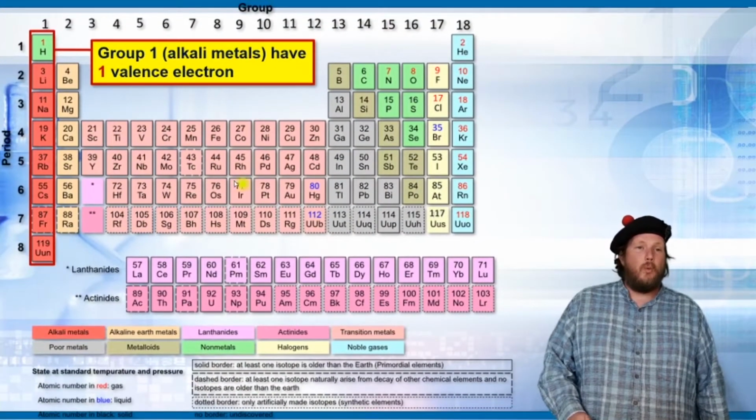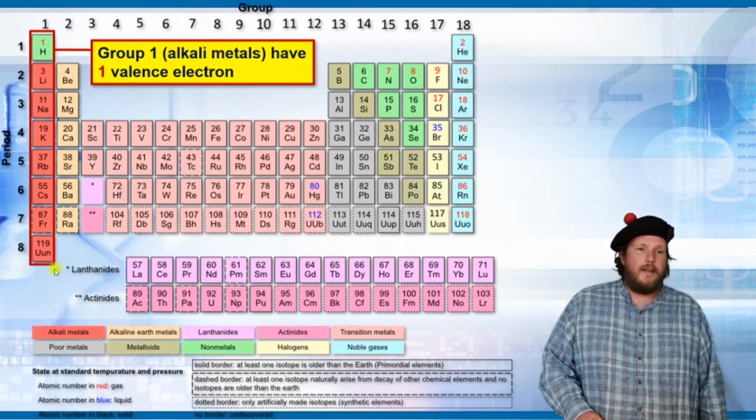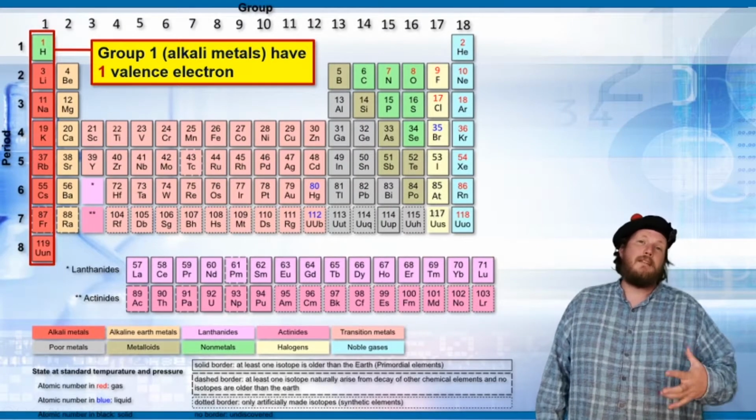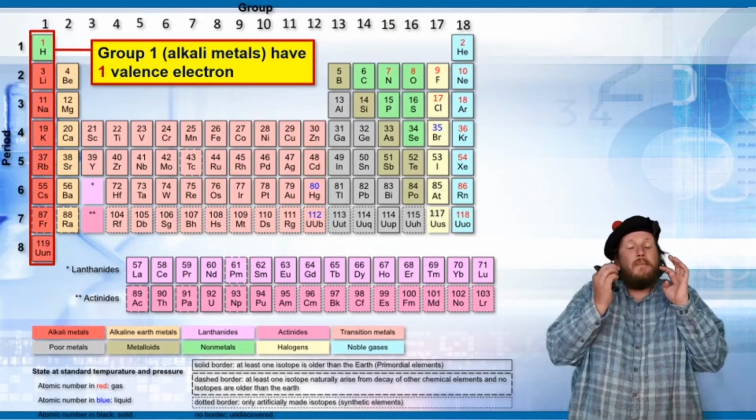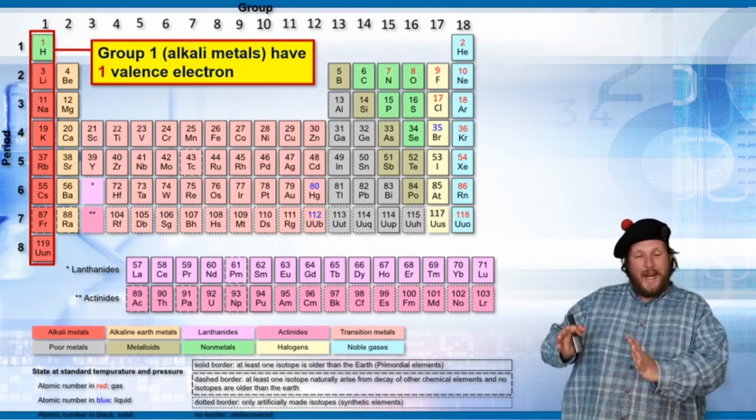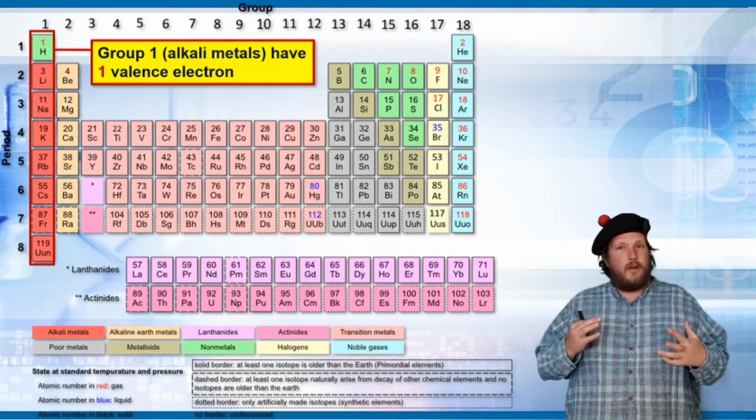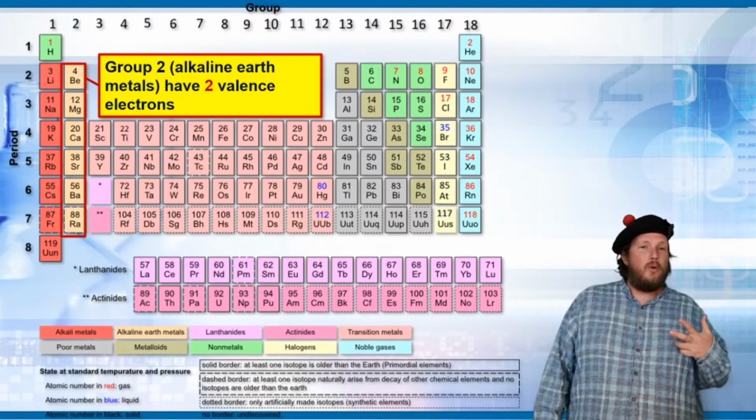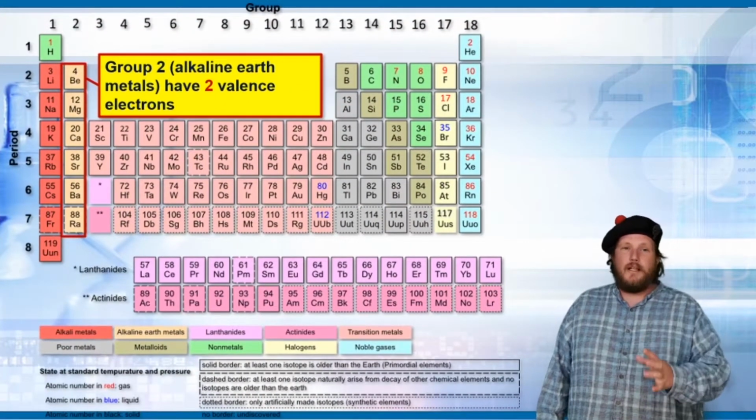So in group 1, they all have 1 valence electron. We can predict the number of valence electrons based on their location in the periodic table because the periodic table is arranged based on the electronic structure of those atoms. So group 2 has 2 valence electrons. These are the alkaline earth metals.